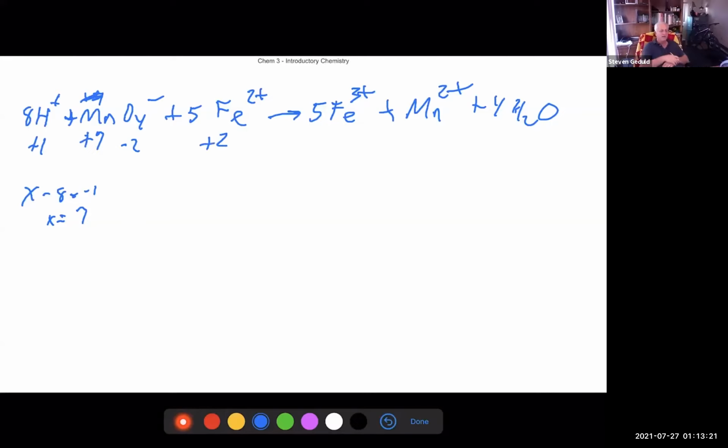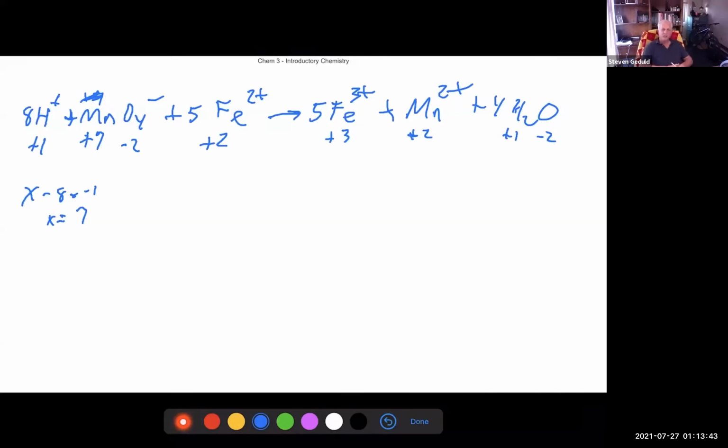Right? So now we have everything on the left side assigned an oxidation number. And iron on the right side is going to be +3, because that's the charge on it. Manganese is going to be +2. Hydrogen is going to be +1. Oxygen is going to be -2. So there are your oxidation numbers, just following the rules that we set down. So now make a list. This is the easiest way to do it.